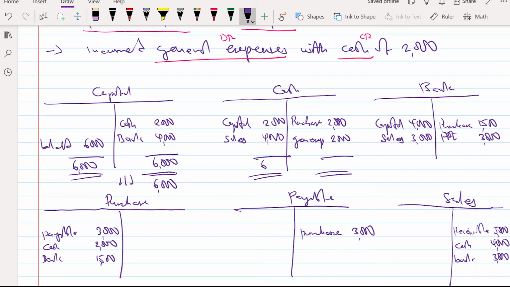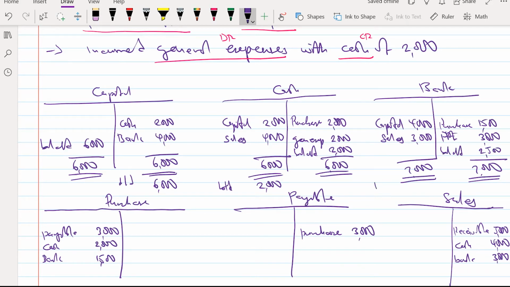Here we have 6,000, 6,000. The balance CD 2,000 and the BD 2,000. Here we have 7,000, 7,000, and this is giving us 4,005. 4,500 minus 7,000, that should be 2,005. Balance CD and BD 2,500.